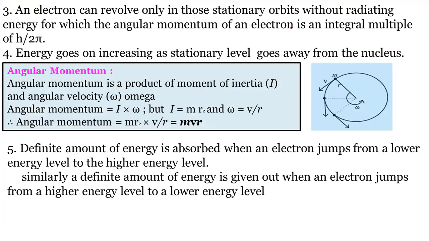Number 3 postulate: an electron can revolve only in those stationary orbits without radiating energy, for which the angular momentum of an electron is an integral multiple of h divided by 2 pi.